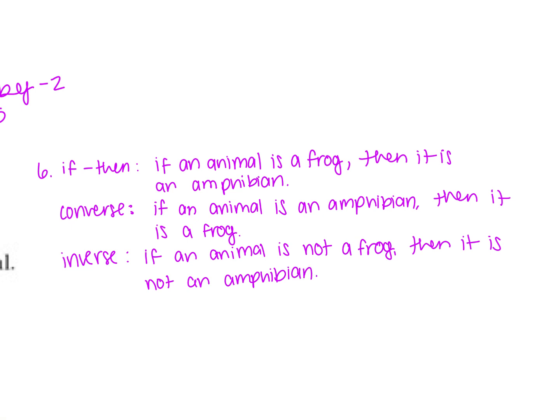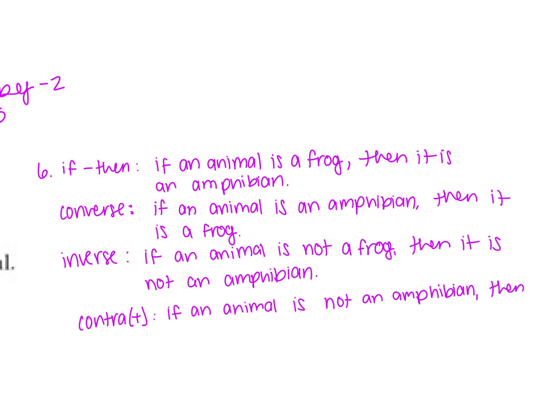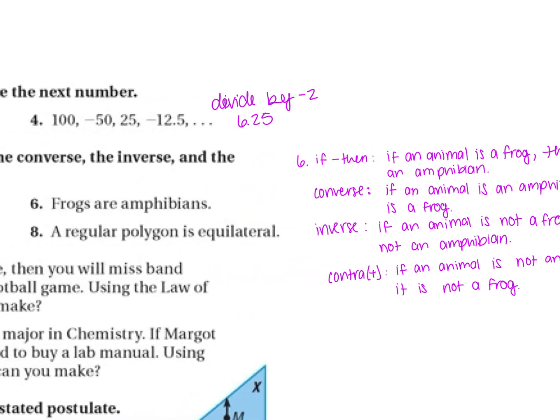And my last one, a contrapositive. If an animal is not an amphibian, then it is not a frog. Most likely these will be multiple choice, okay, on your midterm.